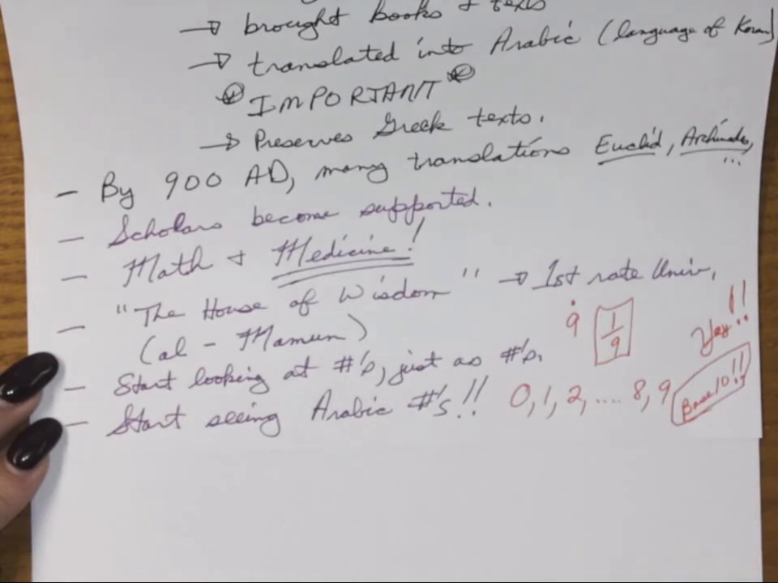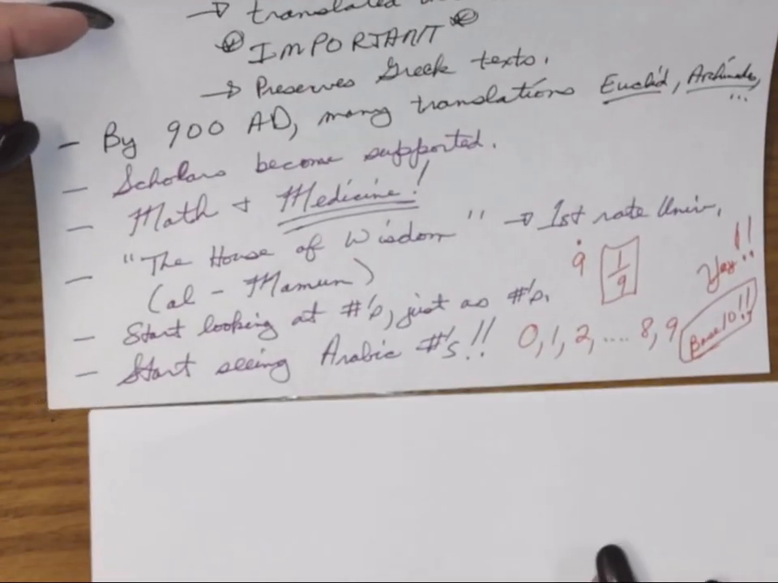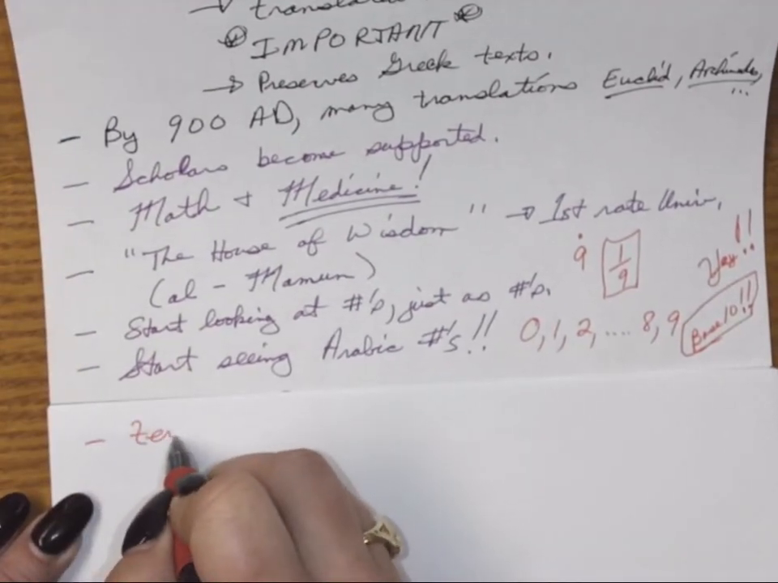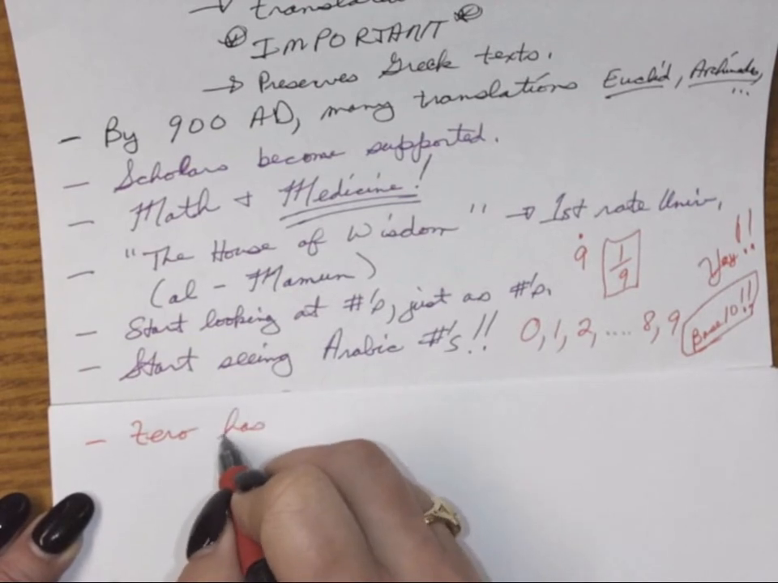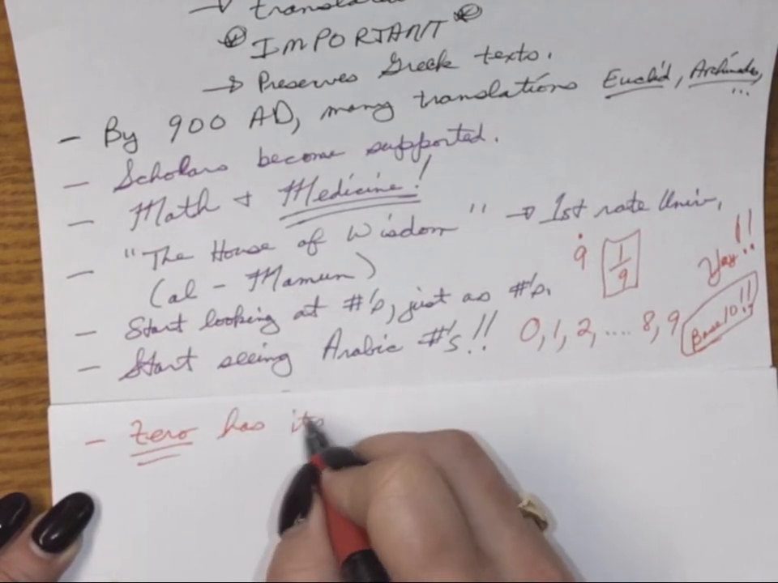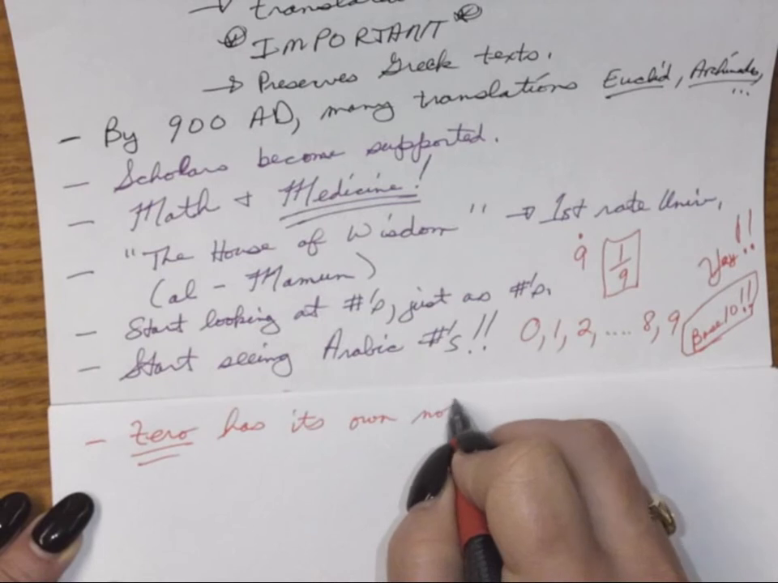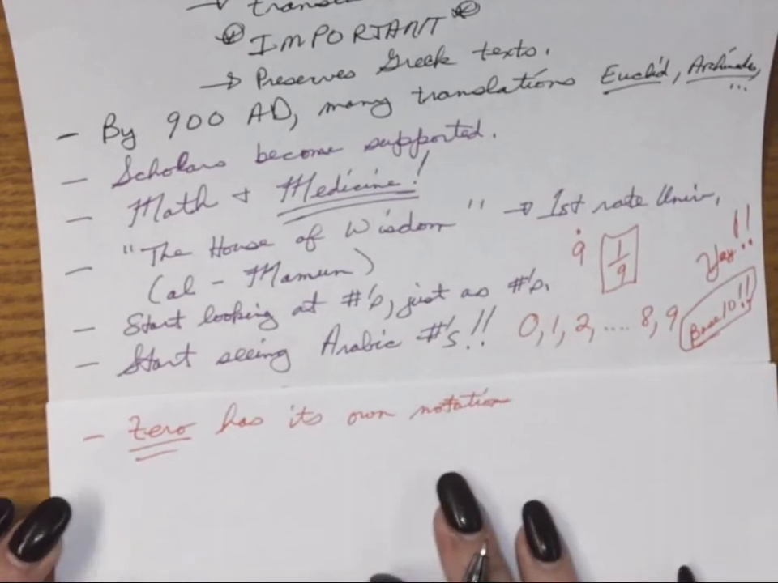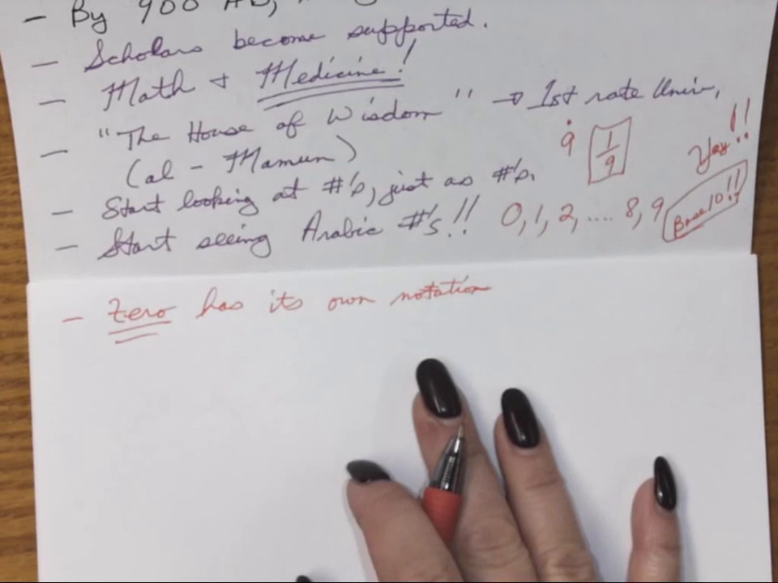So, you know, the fact that we're moving forward, the fact that we have this lovely notation, we have this concept of 0, yay, 0, and it has its own notation. That's amazing. Okay, these things that start happening for us, really they start happening because of the spread of Islam.